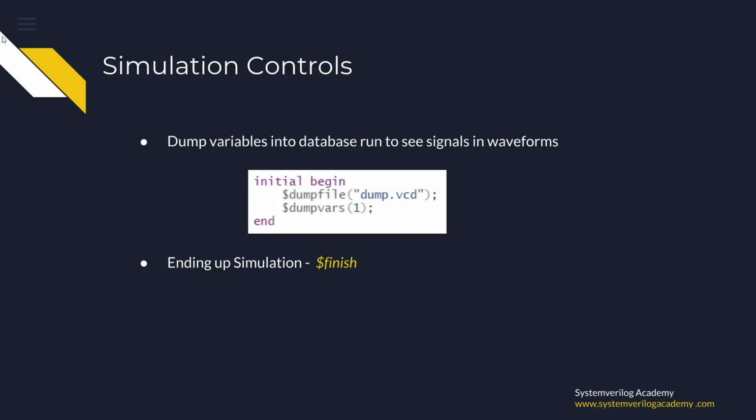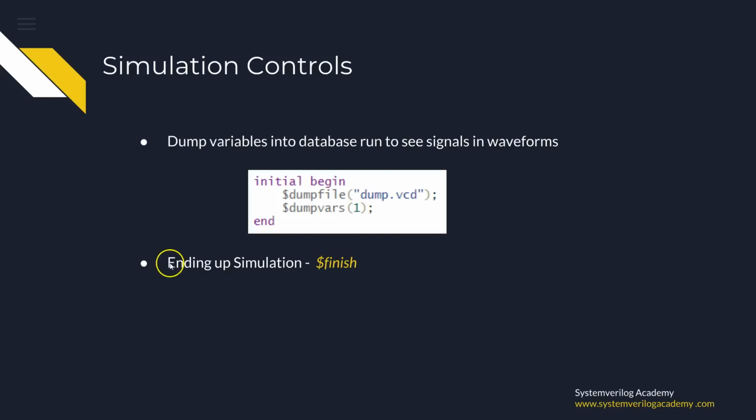Now you will learn a few ways to control your simulation, like setting the time unit and ending the simulation. If you want to see the signals in a waveform window, you need to dump the signal values into the appropriate waveform database. It can be done by adding a few lines into the testbench program. In an initial begin-end block, add these lines: $dumpfile("dump.vcd") and $dumpvars(1).